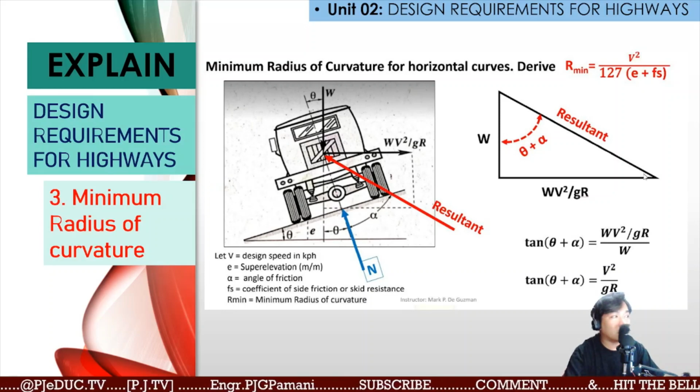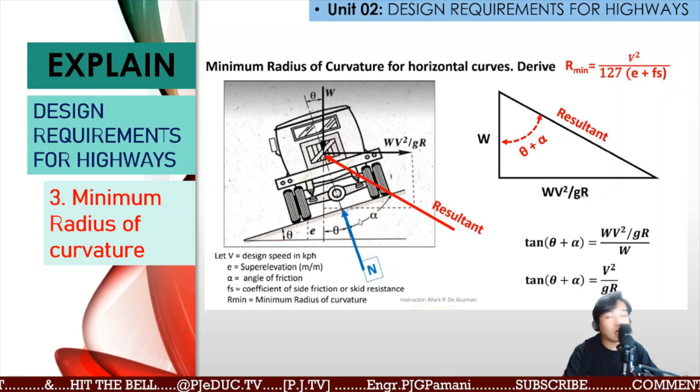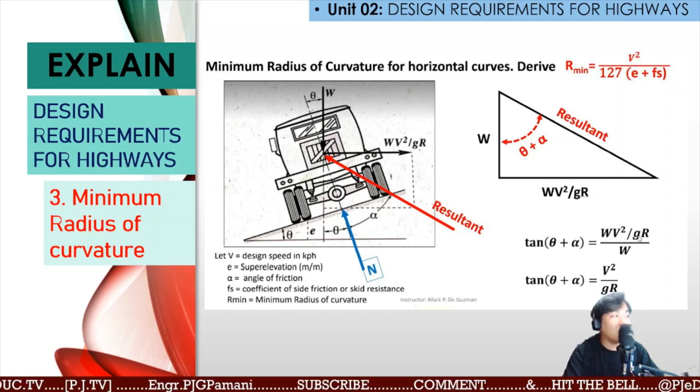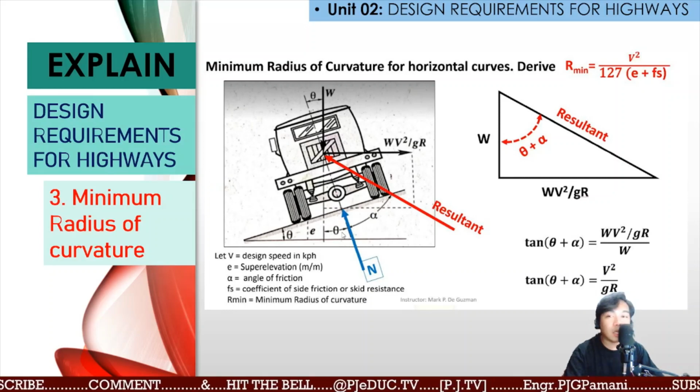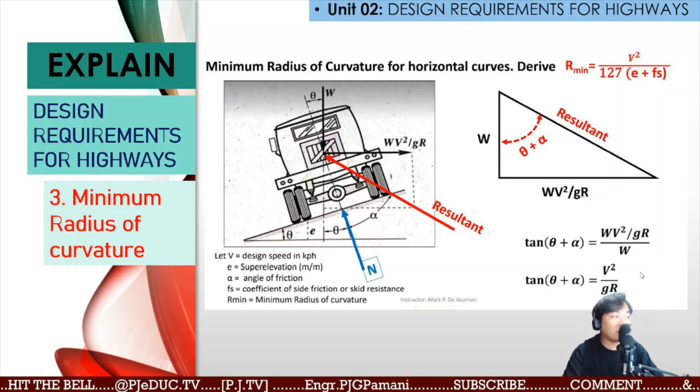W resultant, tangent of alpha plus theta, equals WV squared over GR. Tangent alpha plus theta gives us WV squared, or the weight of the vehicle passing that horizontal curve times its actual velocity or design speed, over g times the actual radius, all over weight. This gives us the angle of inclination for the roadway plus alpha, which is equal now to the design speed squared over g times r.